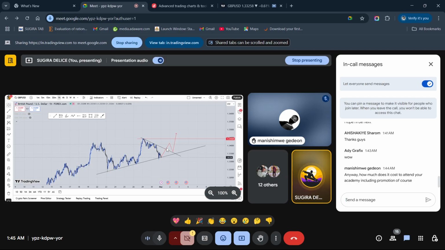Anyway, how much does it cost to attend your academy, including the promotion? So, in summary, let me talk about the promotion. The promotion right now is that you just have to pay only 90,000 Rwandan francs, for the first 25 members who will join. It was 20, but now it's 25 members.